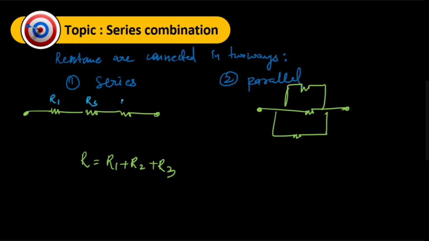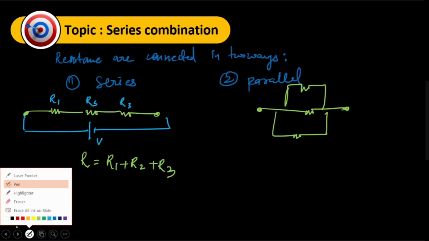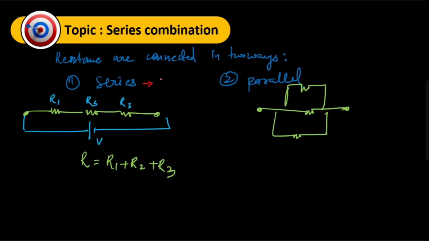Suppose these are three resistors connected in series with a battery of V volts. In series combination, current remains constant, but potential is something which divides. But in parallel, it's different. Current divides, like if it comes from here, it has three ways to go. So whatever value of current came, it must be divided into three parts. And potential remains constant for all of them.